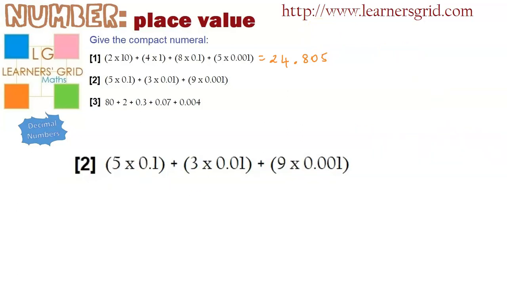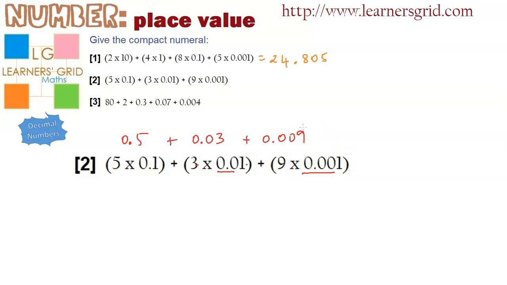Okay, let's take a look at number 2. And number 2 is very similar to the first one. We have to do a little bit of simplifying first. So let's do that. Let's write that down. 0 point, and then 5 times 1 is 5. Plus, we've got 0.0, and then 3 times 1 is 3. Plus, it'll be 0 point, 0, 0, and then 9 times 1 is 9.